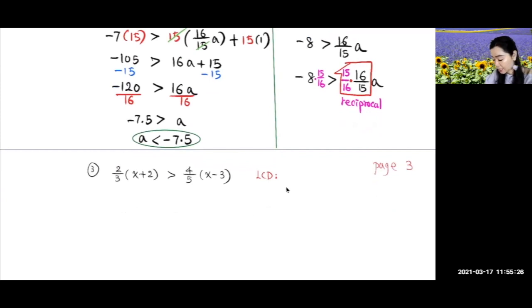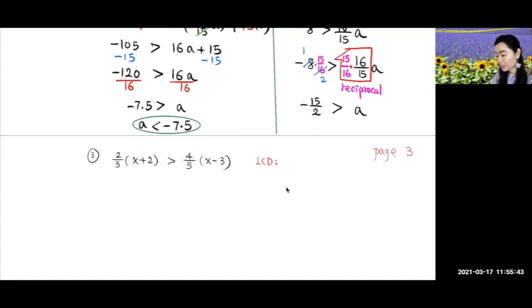Now on this side here, I will have A, and on this side, you reduce it, divide by 8, divide by 8. So you have negative 15 over 2, or you can put down negative 7.5, either way. This is also correct.